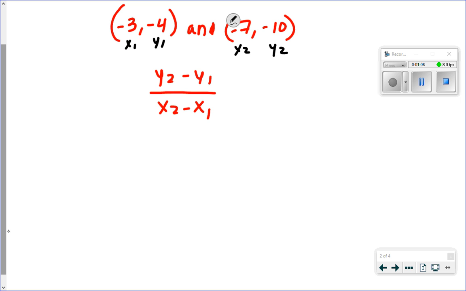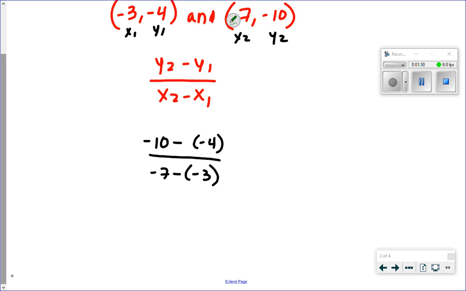So my y2 value is -10 minus my y1 value, -4. There's always going to be a minus sign in between. That might eventually change to a plus sign if we've got double negatives, but every single time we want to put a minus sign in there so we don't miss it. Then on the bottom I have -7 minus -3. We can use a calculator, or try to do mental math here, whatever you feel like doing.